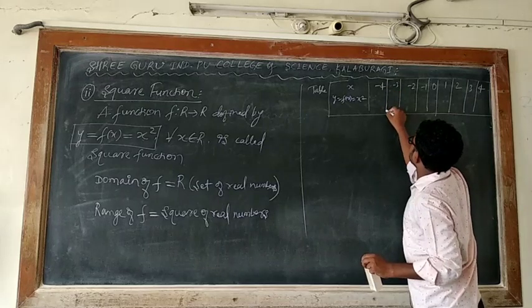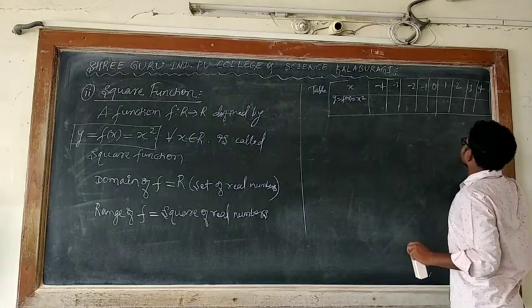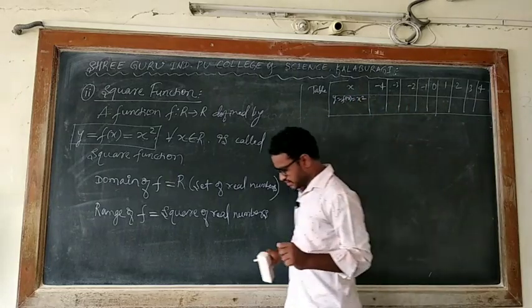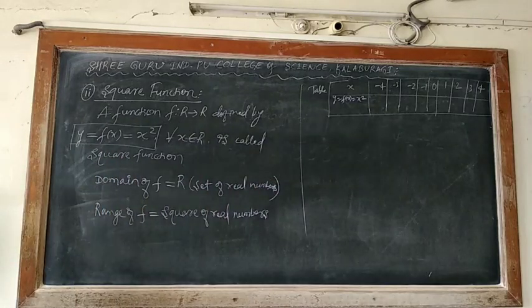Okay, you can take more also, but it is more than enough. What is now? Think about this. When x values are given, what value of y will we get? What is the x? X is 0. 0 square is 0. X is 1. 1 square is 1 only. 2 square is 4. 3 square is 9.